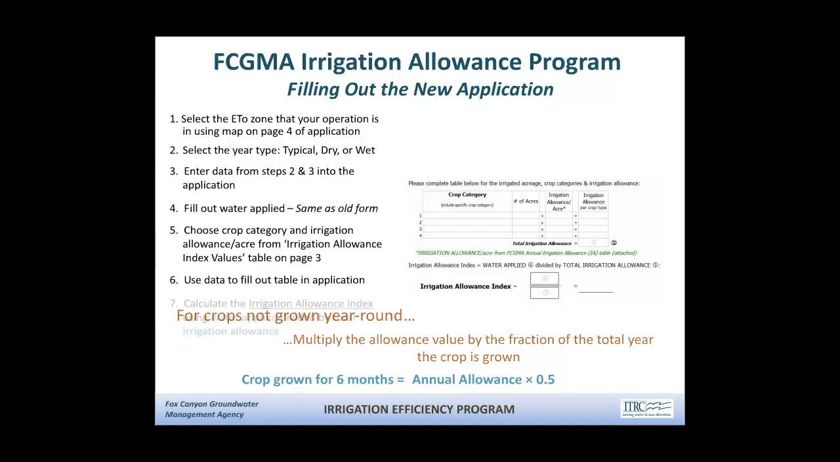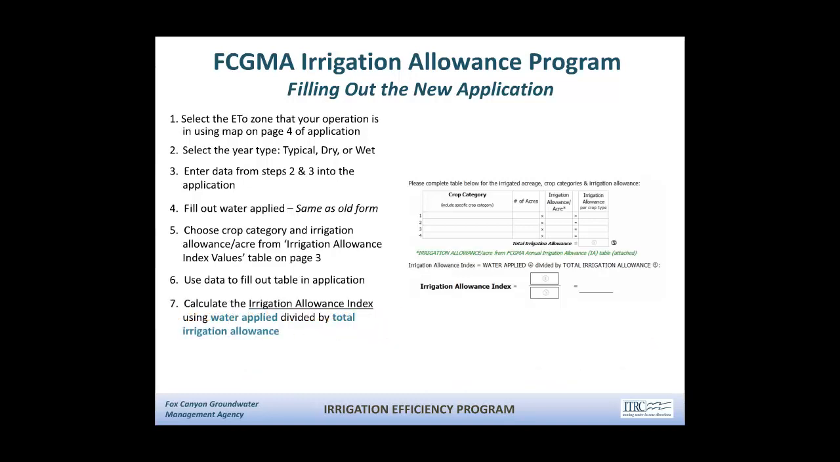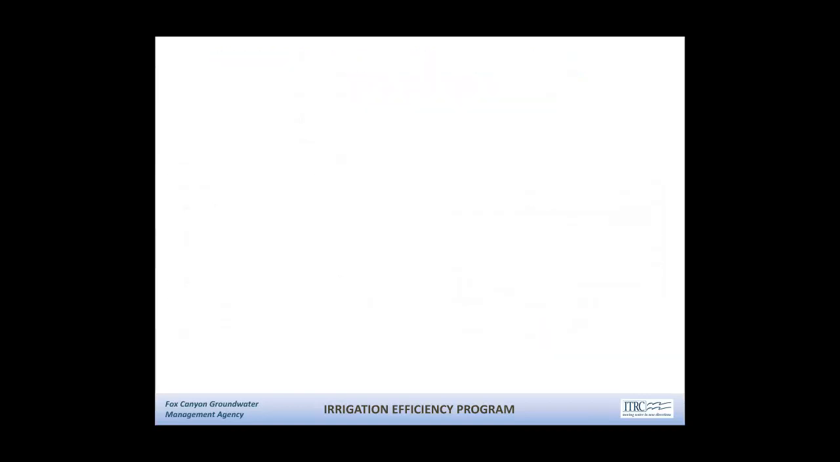The last step on the form is to calculate the Irrigation Allowance Index by dividing the water applied by the total irrigation allowance. Ideally, this value is less than 1.0. If the value is greater than 1.0, the grower has exceeded the allocation.